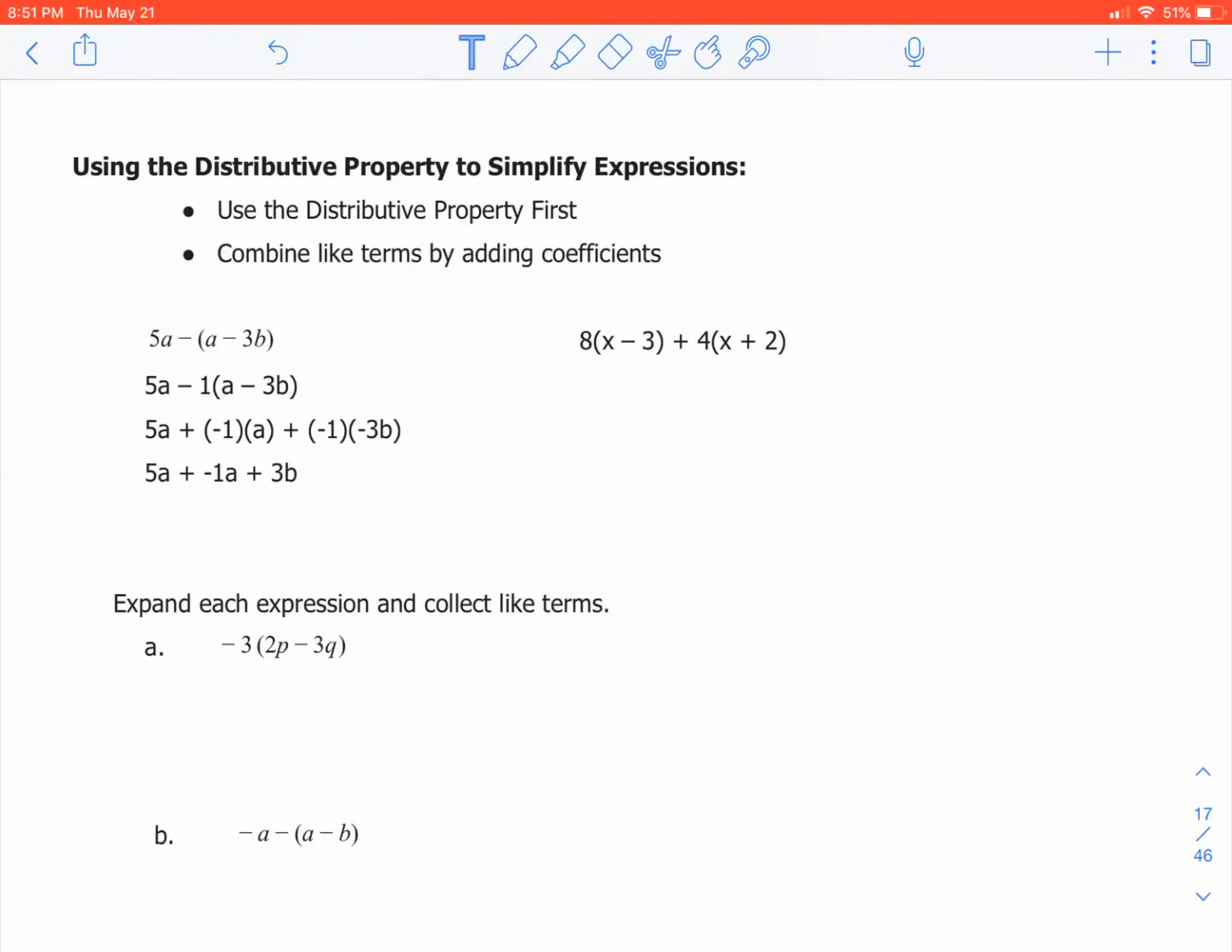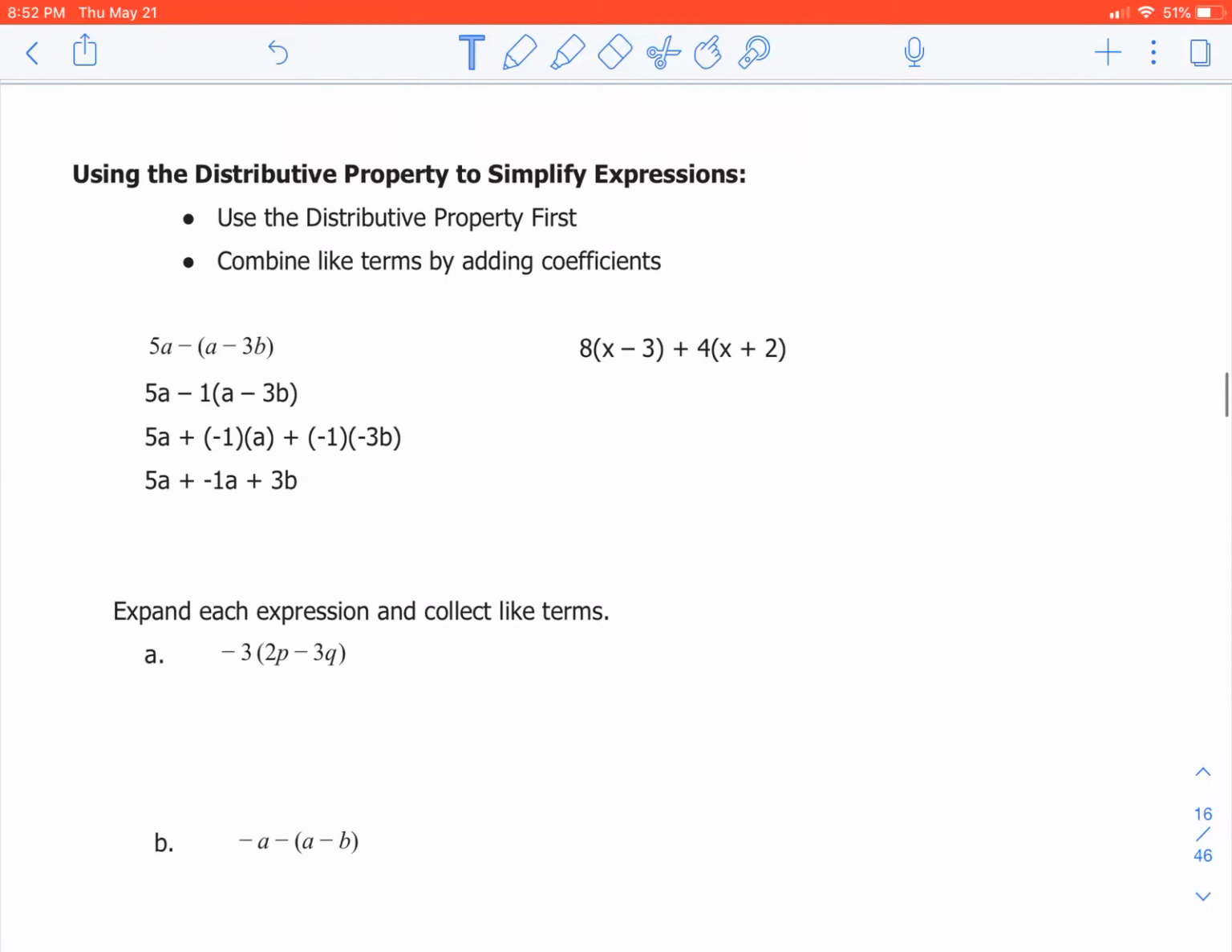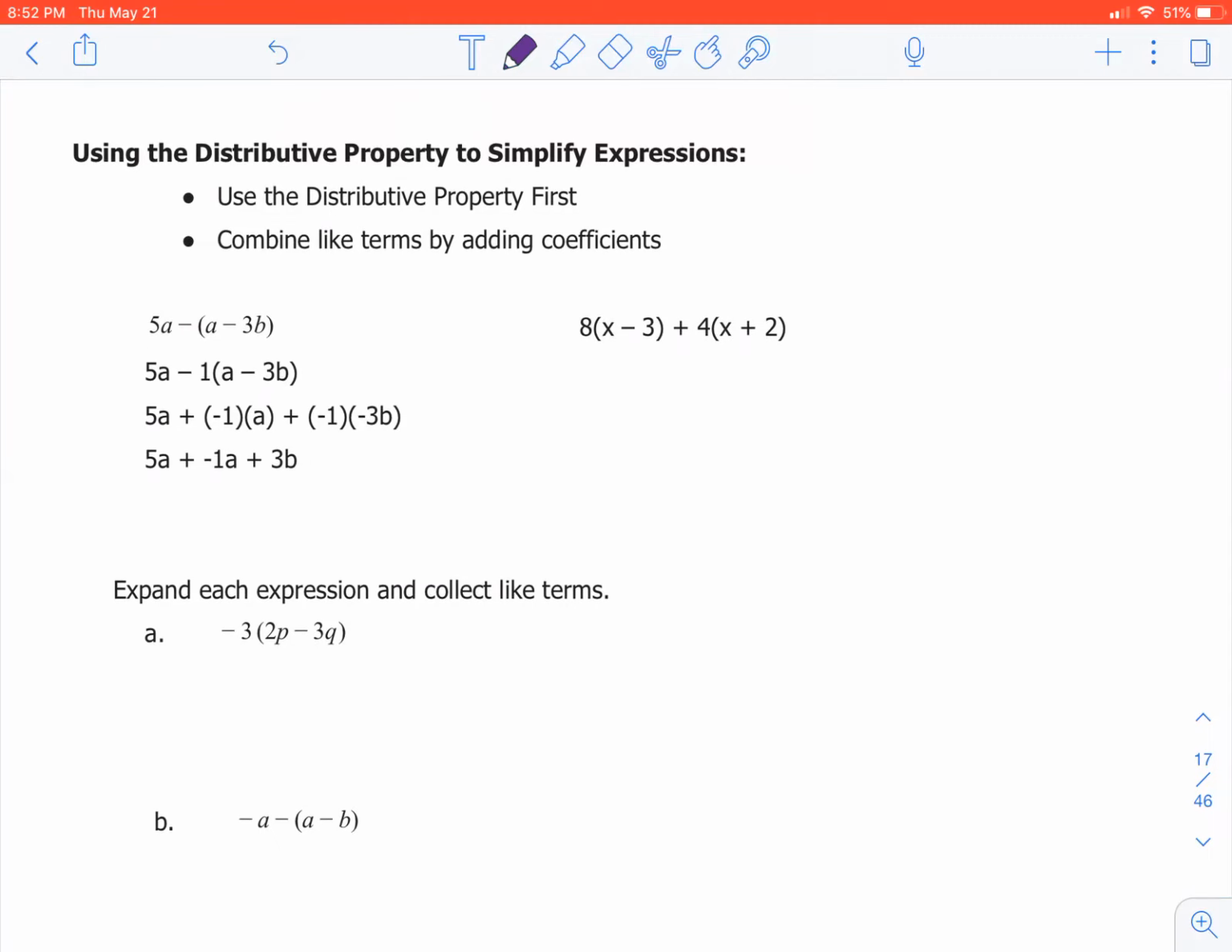Now, sometimes you're going to use the distributive property within a problem. So I'm going to show you that right now by using the distributive property and then adding your like terms. So in this first example here, I'm going to just add a -1 right in front of the parentheses, okay? They did that in the problem as well. And then what we're going to do is take that -1 and multiply it. We're going to distribute it, okay?